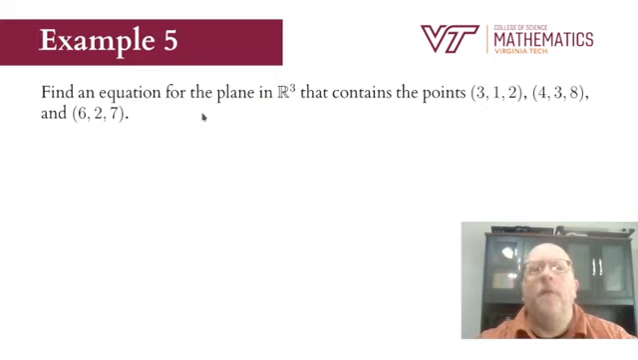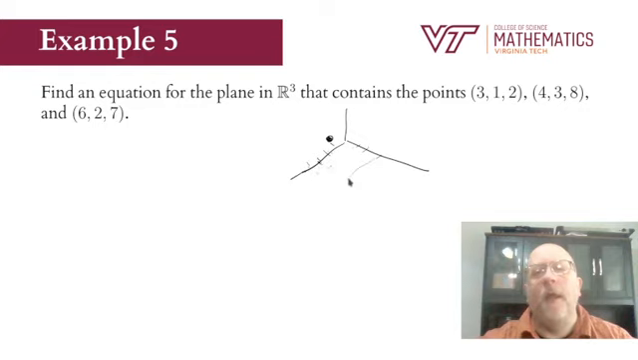So if we visually look at what's going on here, I have these 3 points, 3, 1, 2. So that's 3, 1, and then we go up 2 units. That's one of the points. And then 4, 3, and then we go up 8 units. That's going to be much higher. That's going to be one of the points up here. And then 6, 2, and then 7. And that's going to be one of those points over here. And so we're looking at sort of this plane here.